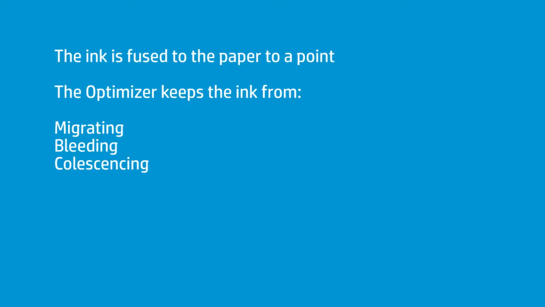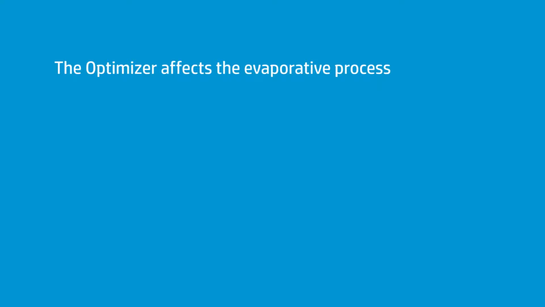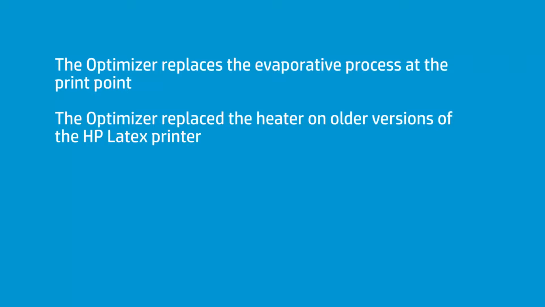The ink is attracted to that Optimizer. That is, the Optimizer brings that ink and fixes it to a point. It prevents the ink from migrating and bleeding and coalescing. In effect, the Optimizer replaces the evaporative process at the print point. And that's a big difference from our previous latex printers.